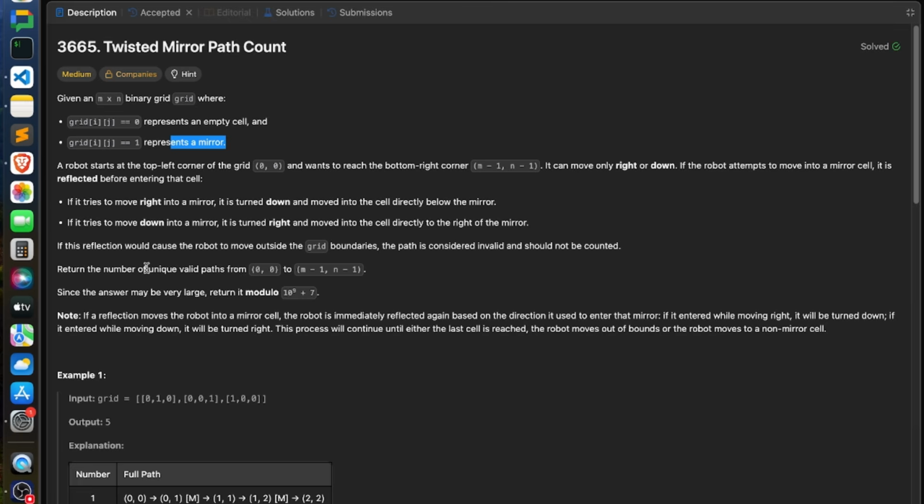And we have to return the number of unique valid paths to reach from the top left corner to the right corner. And since there could be a very large number of possible paths, you have to return the answer modulo 10 to the power 9 plus 7. So this problem, I would say, is a slightly modified version of the original problem.